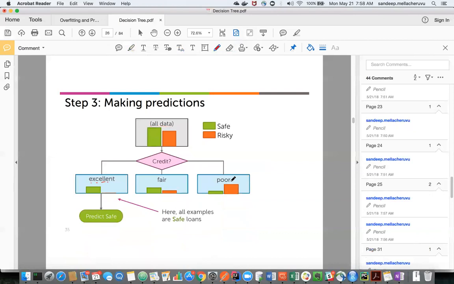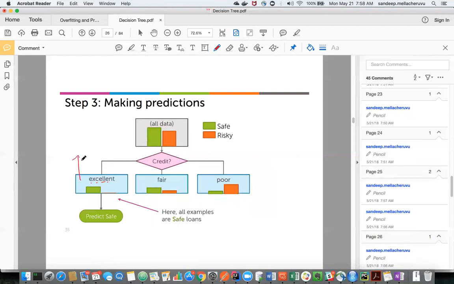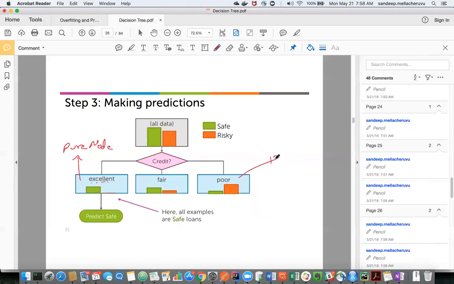What about fair and poor? These are not really always safe. This one is also not always risky. So you should take another variable and again try to split. So how do you know which node I have to split, which node I cannot split? If after splitting I get a node which has all the examples of one category, in this case all the examples are safe category, then I call it a pure node. And the opposite of the pure node, I can call impure nodes.